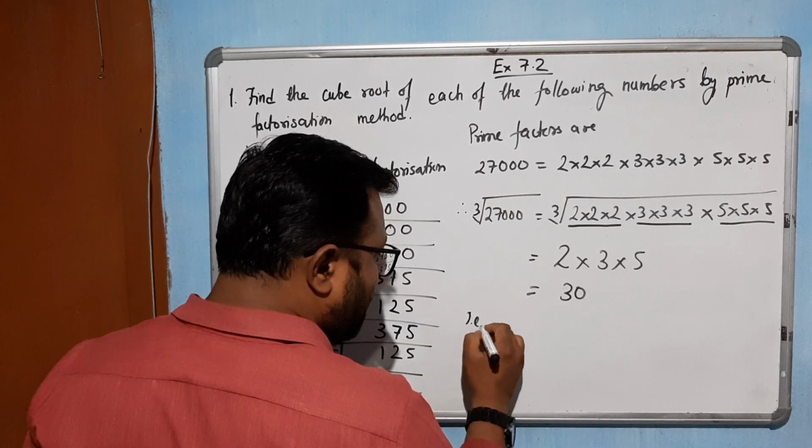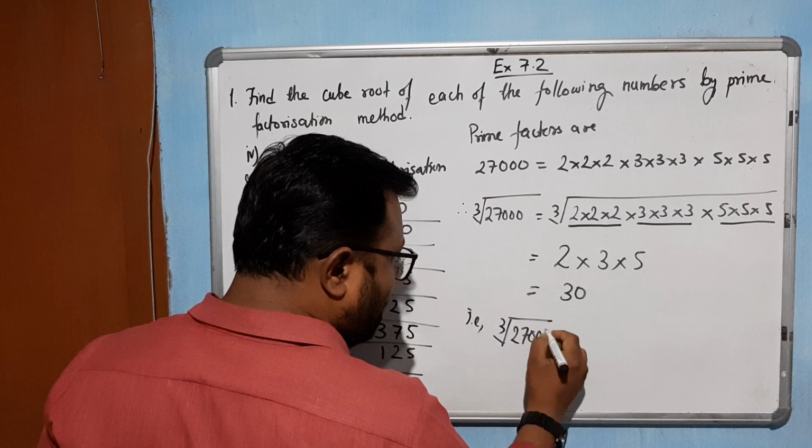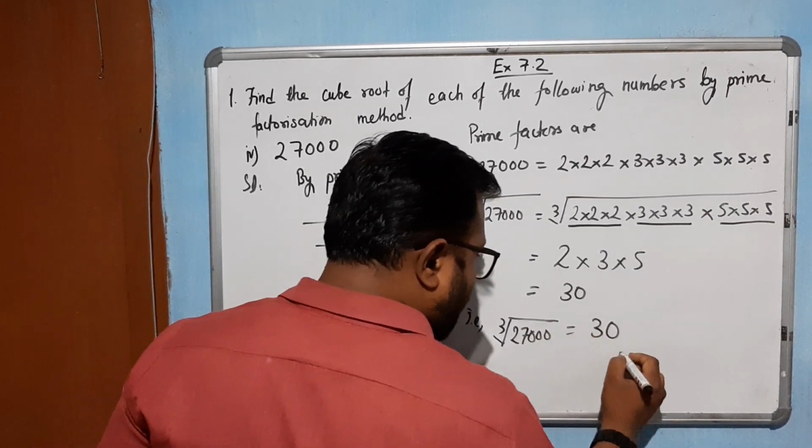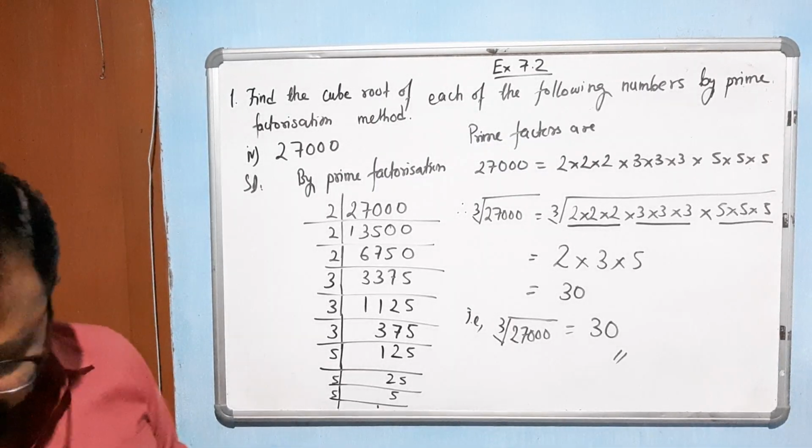That is, cube root of 27000 is equal to how much? 30. This is our answer. Okay. Now come to the next question.